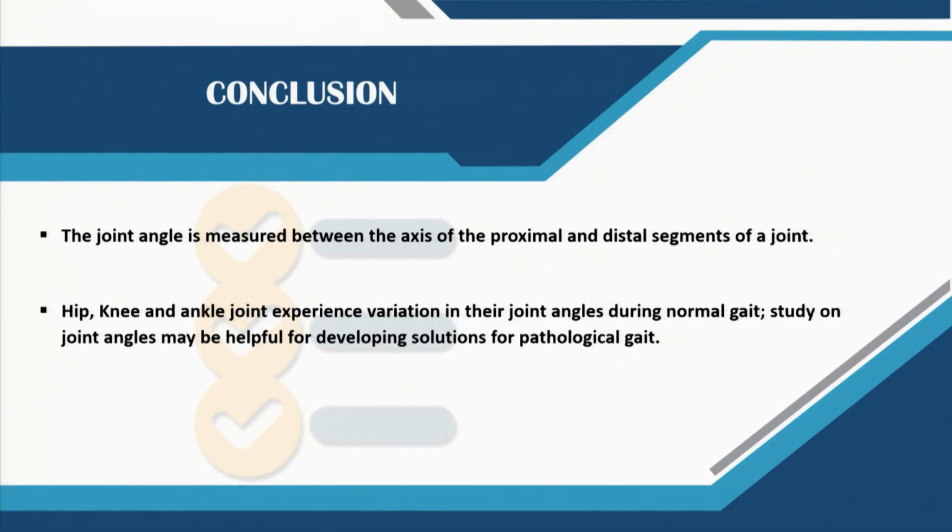Let us come to the conclusion of this study. The joint angle is measured between the axis of the proximal and distal segments of a joint. Hip, knee, and ankle joints experience variation in their joint angles during normal gait. So, study on the joint angles may be useful for developing solutions for pathological gait.